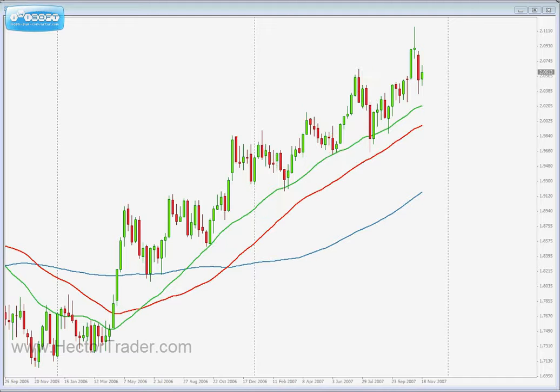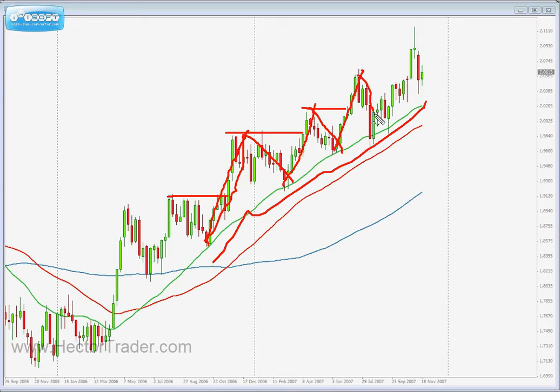It's always important to make sure that upon every bounce off the dynamic area of support, we score new highs. We breach the previous high, then we have a retracement, we bounce off that area and we score a new high. Another retracement, off it goes, scoring a new high. Another retracement, off it goes, scoring a new high.